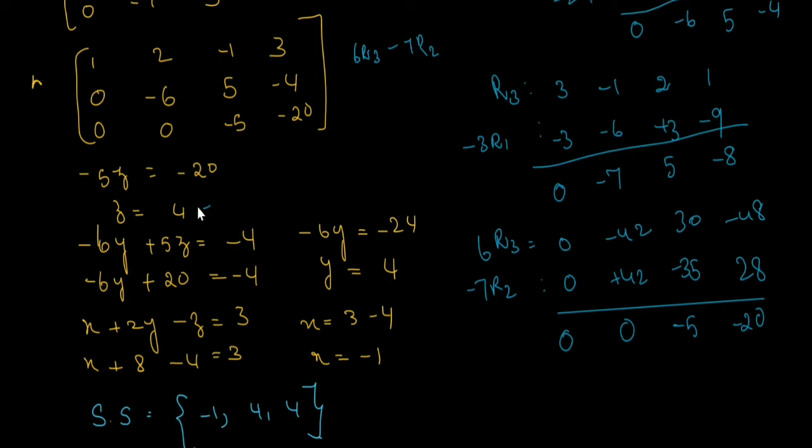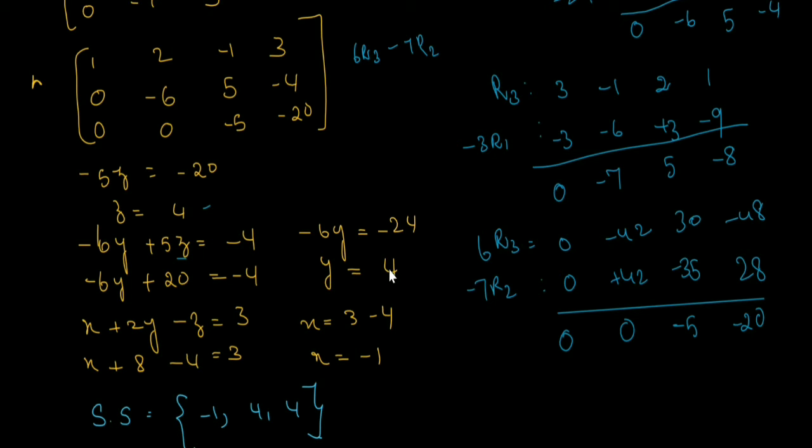Once you get z is equal to 4, then you go to the second row. From the third row, we are going to the second row. Second row is minus 6y plus 5z is equal to minus 4. So now we already found z. Z is equal to 4. So minus 6y plus 5 into 4, that is 20, is equal to minus 4. So minus 6y is equal to minus 24. So y is equal to 4.